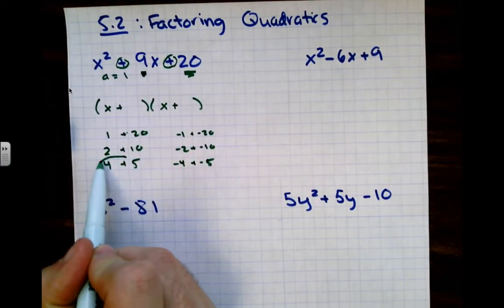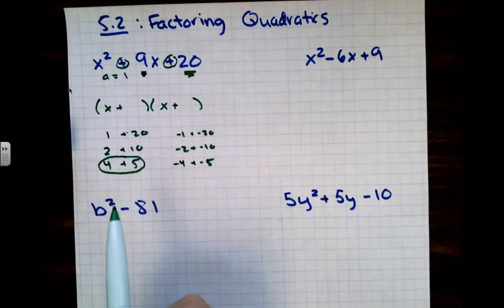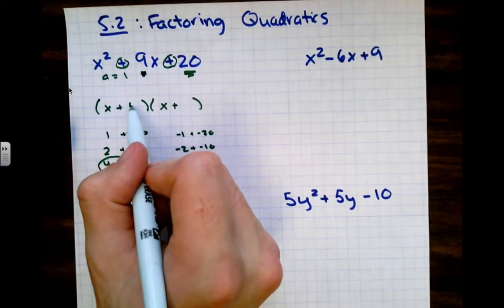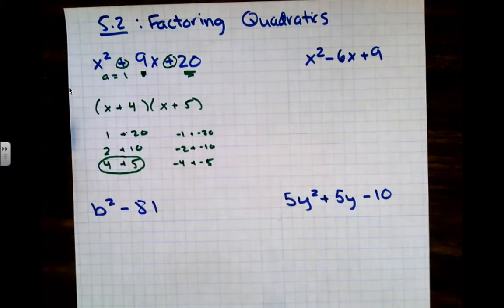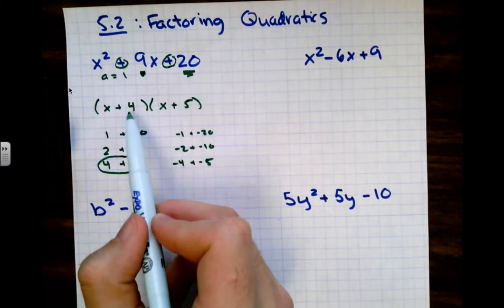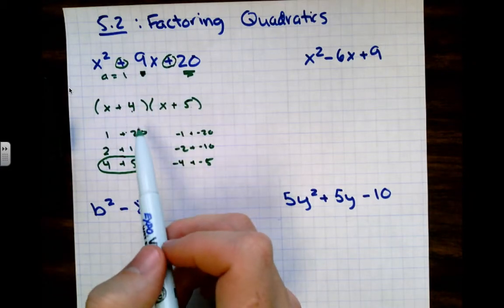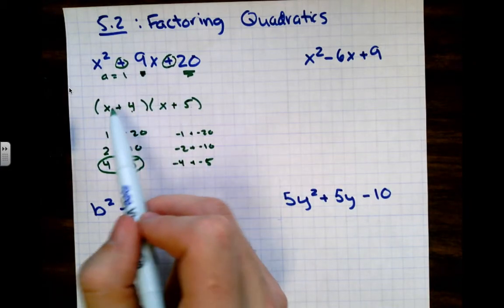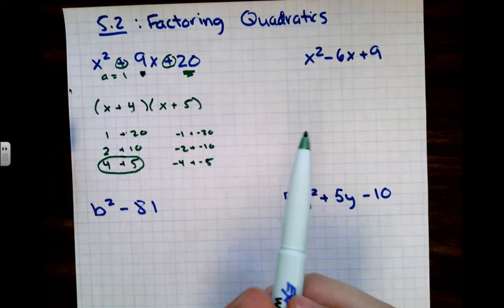And I see it's going to be these 2, positive 4 and positive 5, which I should be able to insert right here, which makes sense. 4 times 5 gives me 20, 4 plus 5 gives me 9. So these 2 binomials are the factored form of x squared plus 9x plus 20.